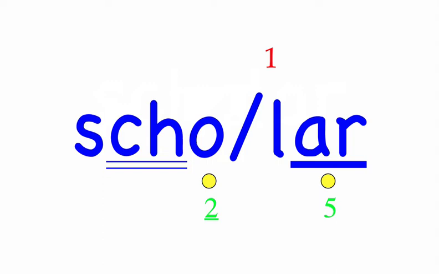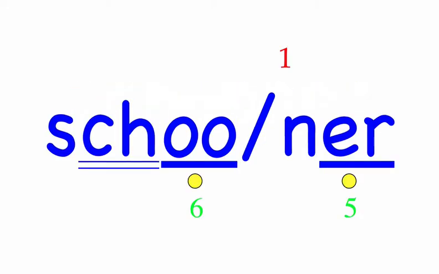Schooner. The schooner left the bay and headed out to the open sea. Schooner. 2 syllables. First syllable, skoo, 3 sounds. S, k, oo. Ner, 2 sounds. N, R. Schooner. Mark the word.